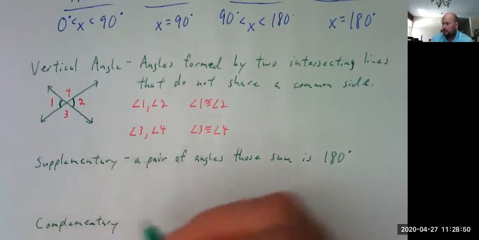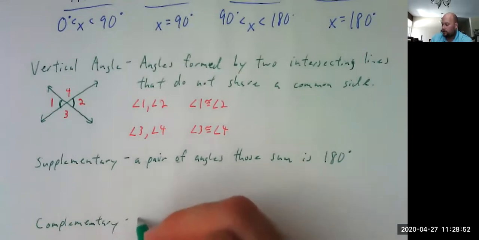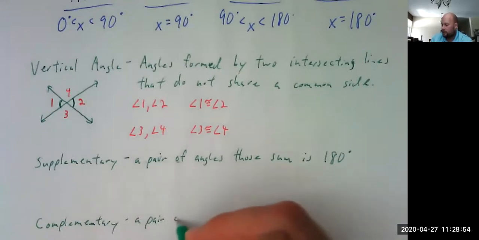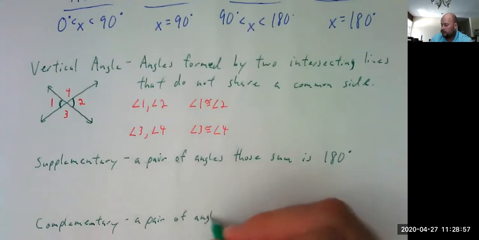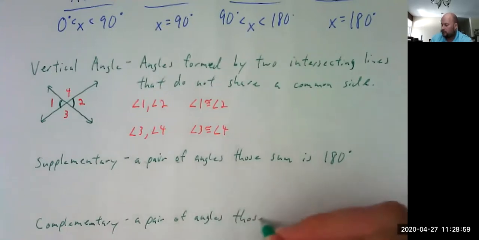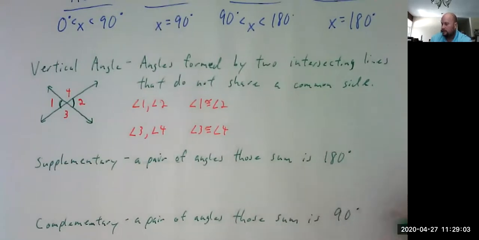Complementary. And it's also a pair of angles, a pair of angles whose sum is 90 degrees.